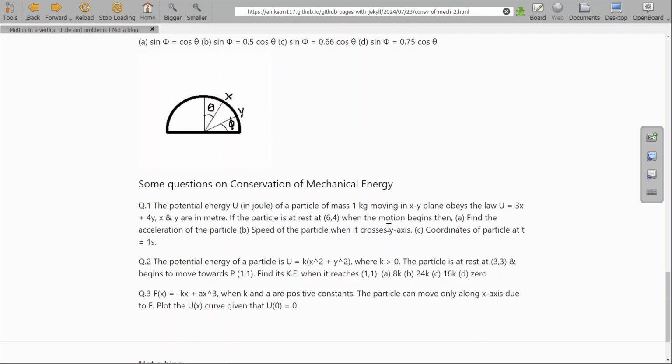when the particle is taken along some straight line path from (6, 4) to that particular point, and then along some other path, then also the change in potential energy of the particle associated with that particular force would remain the same. So that means it becomes a conservative force. So we can apply conservation of mechanical energy. So you have to find the acceleration of the particle. That is the first point.